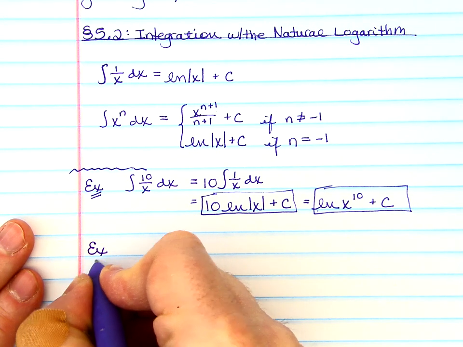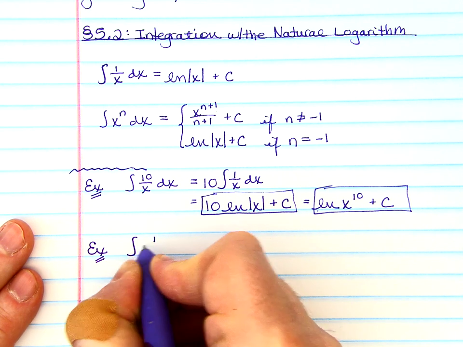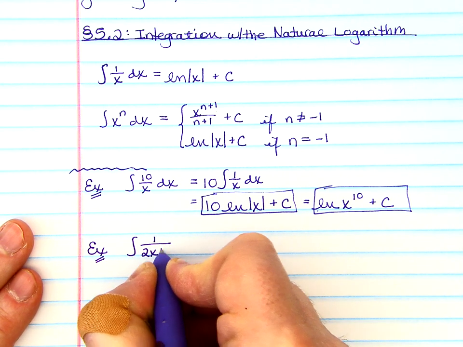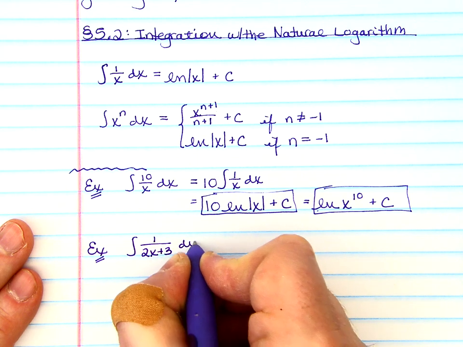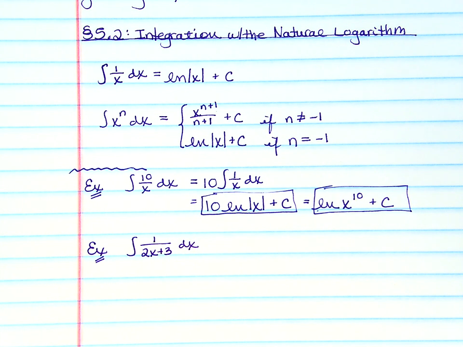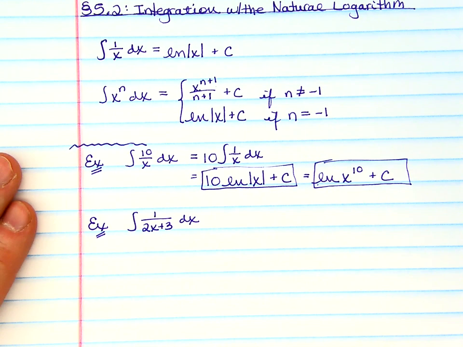Next one. Let's look at the integral of 1 over 2x plus 3 dx. Now, we've got to realize we're doing integration here, so we shouldn't be thinking about product rule, quotient rule, chain rule. Instead, we should be thinking about, is there any algebra I can use? No, there isn't. Or the biggest trick for integration is u substitution. And that's what I'm going to have to do in this problem, a u substitution.